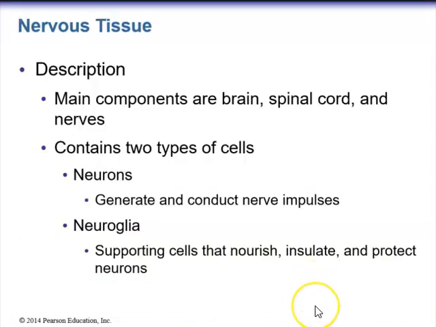So now we're going to move on to nervous tissue. Nervous tissue are the main components of the brain, spinal cord, and nerves. Nervous tissue contains two types of cells. We have the main cells of the nervous system, which are the neurons. Neurons are important because they generate and conduct nerve impulses. And then we have the supporting cells called the neuroglia. Neuroglia nourish, insulate, and protect neurons.